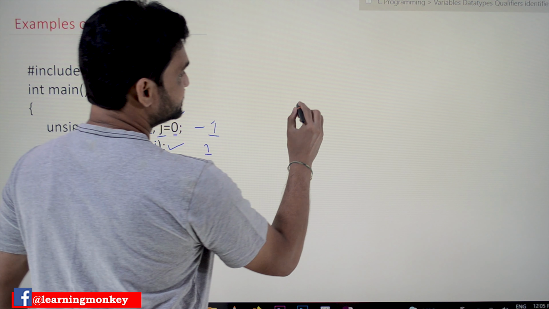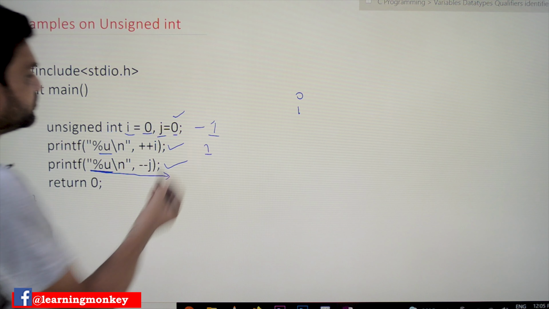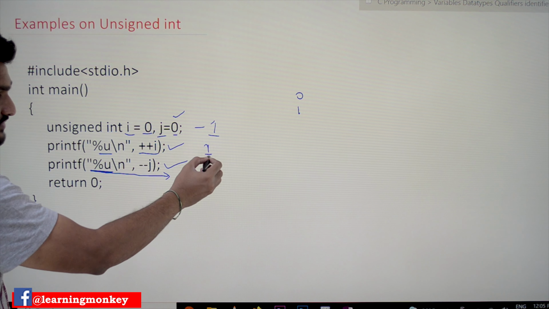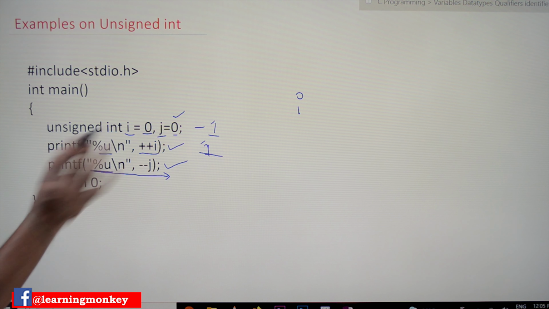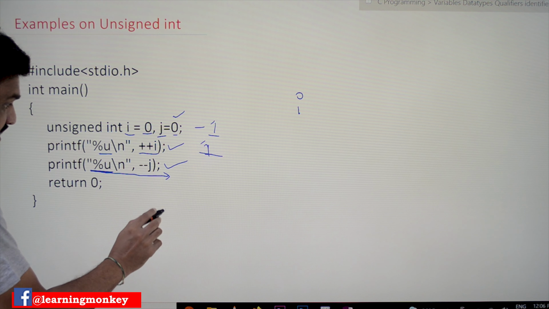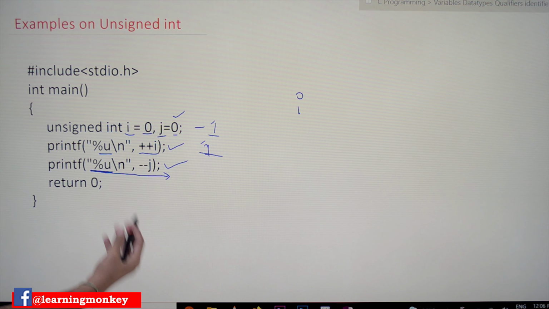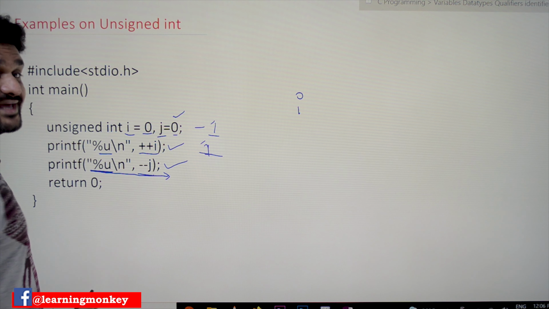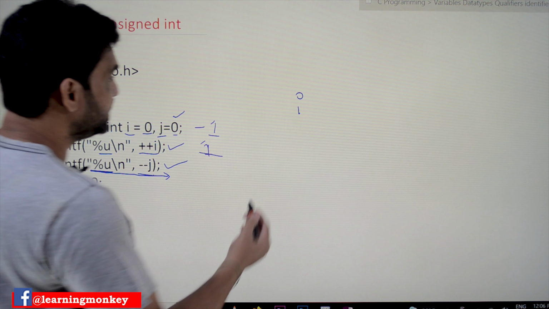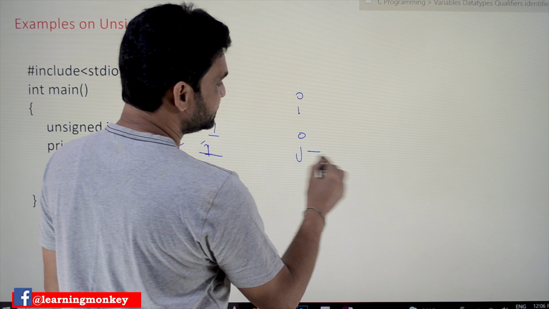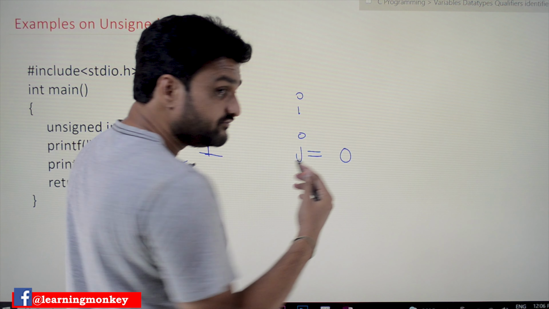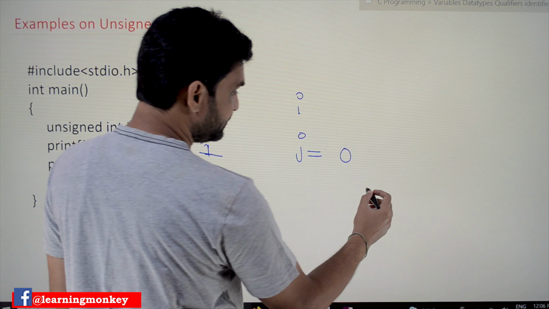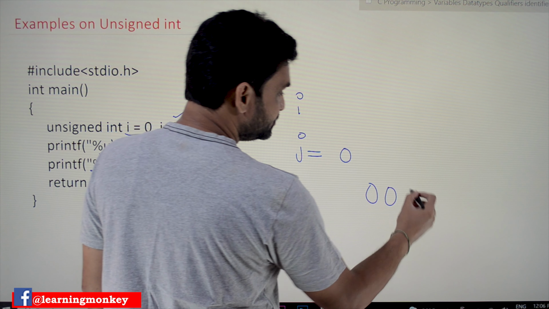Here the value of i is equal to 0. With i we don't have any problem, because the output of ++i is going to be 1, which is an unsigned number. It will get printed. The only objection that we have is with this --j. Initially the value of j is 0. Represented in 4 bits, 0 is 0 0 0 0.